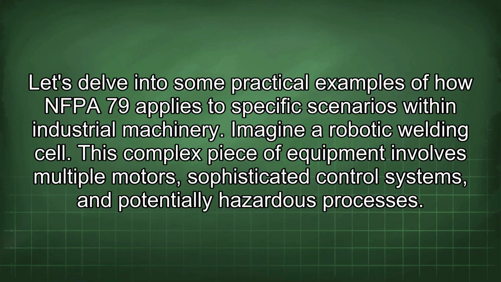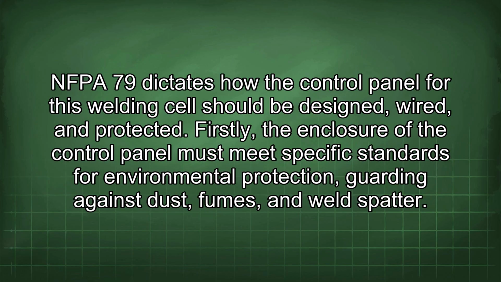Let's delve into some practical examples of how NFPA 79 applies to specific scenarios within industrial machinery. Imagine a robotic welding cell. This complex piece of equipment involves multiple motors, sophisticated control systems, and potentially hazardous processes. NFPA 79 dictates how the control panel for this welding cell should be designed, wired, and protected.